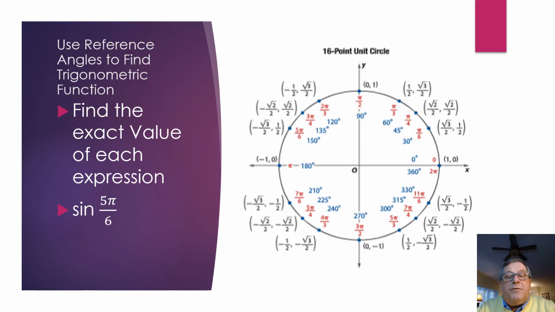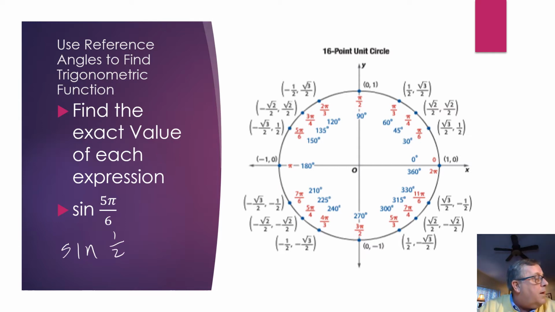Okay, this time we're looking for the sine of 5 pi over 6. What's my reference angle going to be? My reference angle is going to be pi over 6. Now, 5 pi over 6 is less than pi, so this is going to be in the second quadrant, right? What's the sine value at pi over 6? Well, it's the y-coordinate. And so my reference angle tells me that sine must be 1/2.